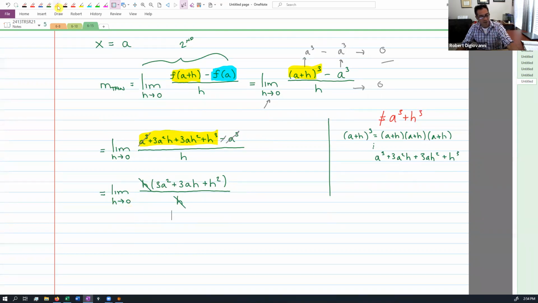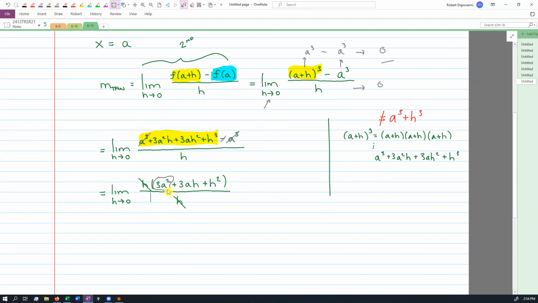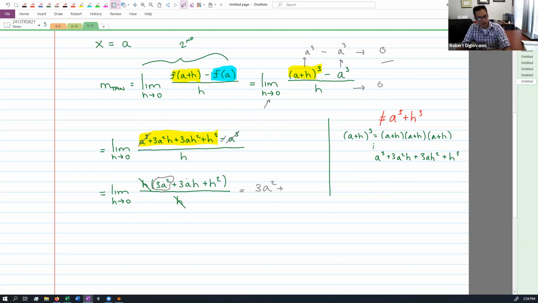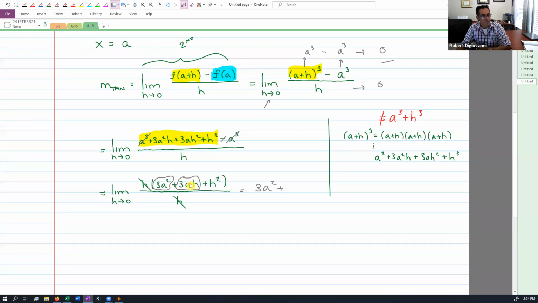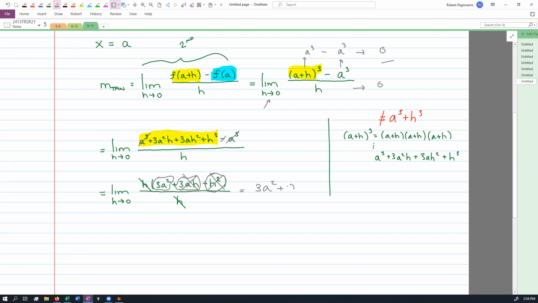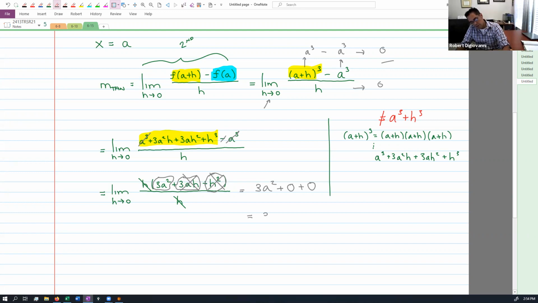So Daniela, last question for you. When h goes to 0, does anything happen to the 3a squared? Is there an h here? No, so it's still there. Plus now, how about the second one? That has an h there, doesn't it? So if h goes to 0, it kills all this off, doesn't it? So that's gone. And then what about the h squared at the end? It's also 0, right? So you have 0 plus 0. So your final result is 3a squared.